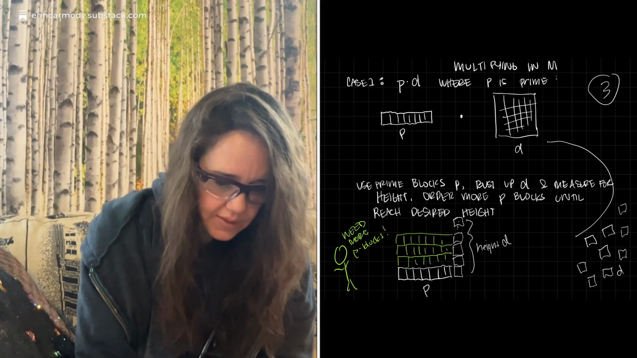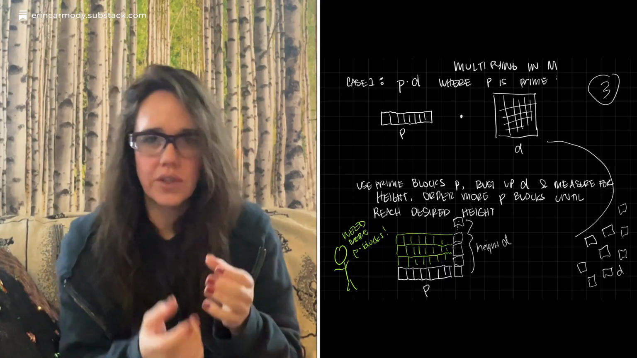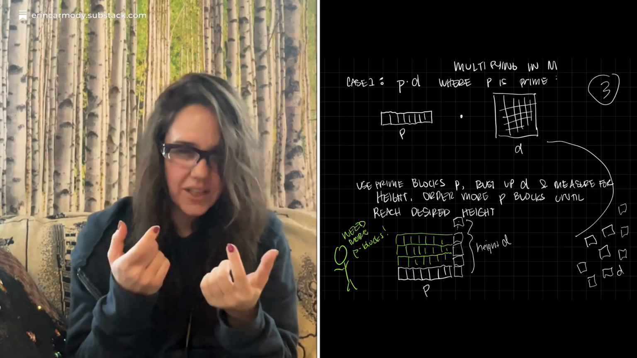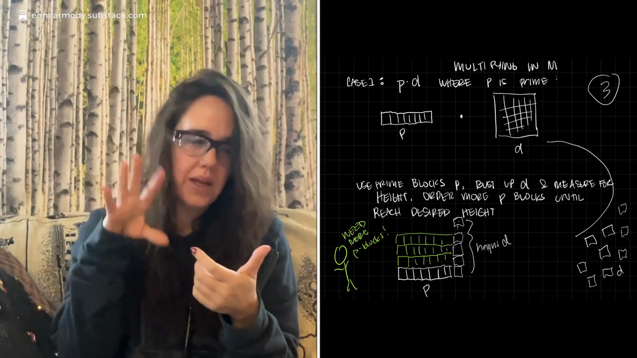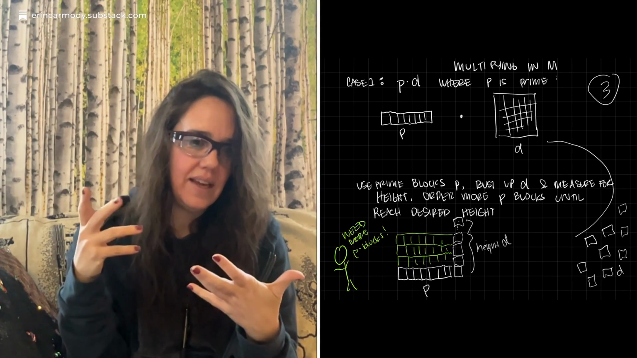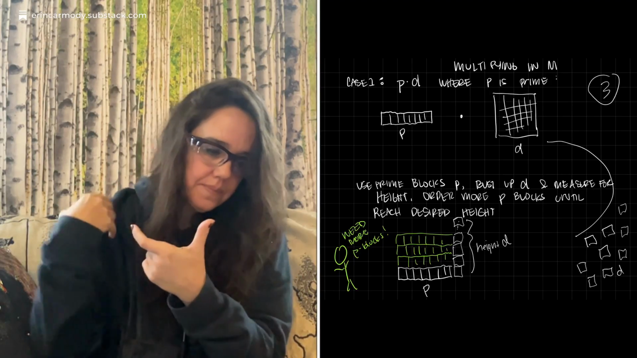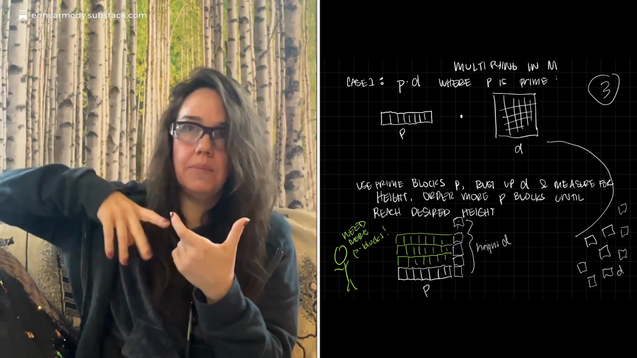Okay, so slide 3, let's say we're doing multiplying in M. Suppose the first thing you're given is a prime, multiplied by a composite. If that's the case, then you already know the prime block you can use. Then you just bust up D into pieces and make it a height.